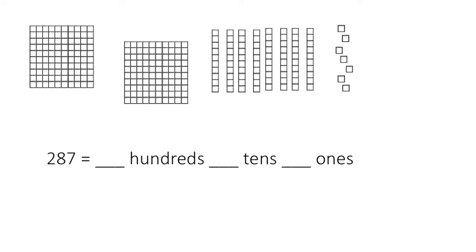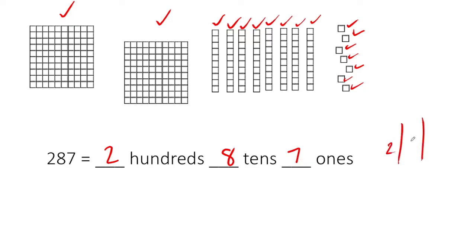For example, we know how to represent 287 with a model. Go ahead and fill in the blanks to represent 287. I see 2 hundreds. I see 1, 2, 3, 4, 5, 6, 7, 8 tens. And I see 1, 2, 3, 4, 5, 6, 7 ones. We could have put this number in the place value chart, and we would have seen the same thing.